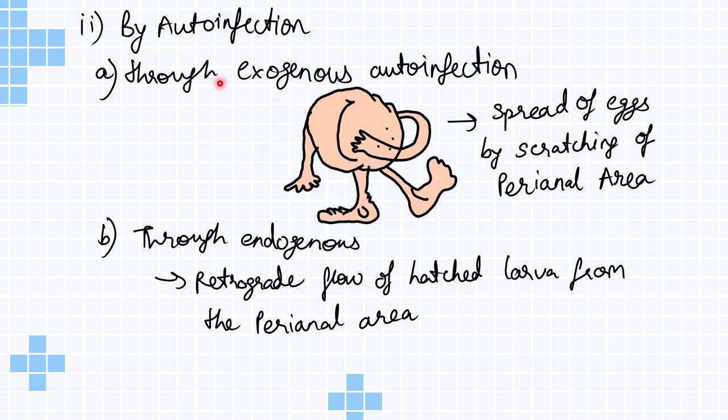Autoinfection occurs in two ways. First is exogenous autoinfection, where scratching the itchy perineal region transfers eggs to the fingers and subsequently back to the mouth. Second is endogenous autoinfection, also called retroinfection, where larvae hatch near the perianal region and migrate back to the intestine. After entering the body, the parasite continues its development in the intestine.